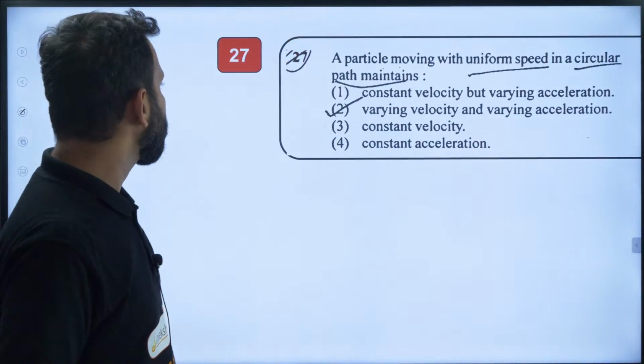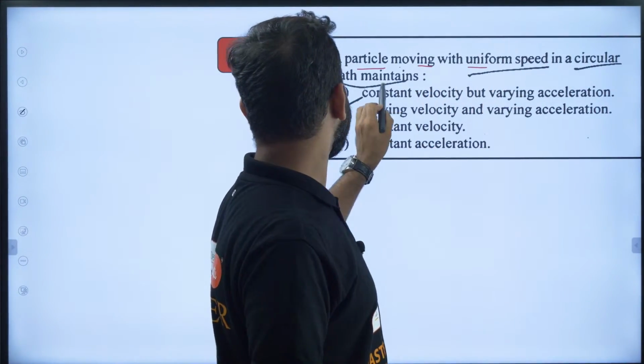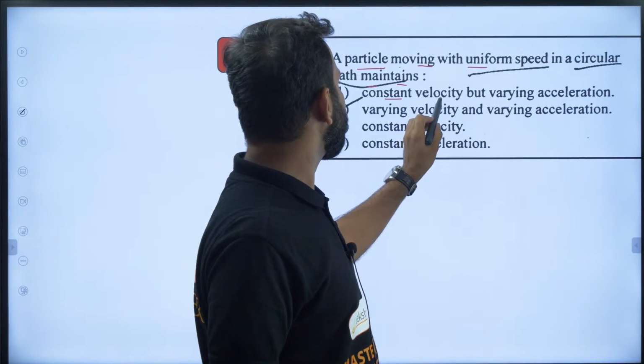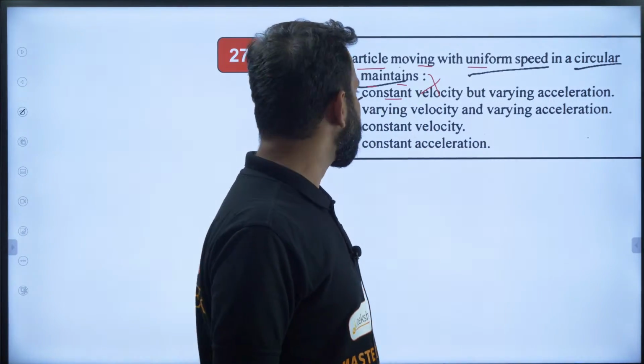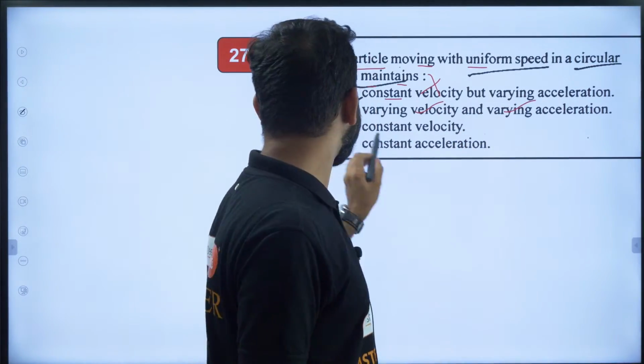Question number 27. A particle moving with uniform speed in a circular path maintains constant velocity, wrong. Option 2: varying velocity, correct; varying acceleration, correct. So the correct option is 2.